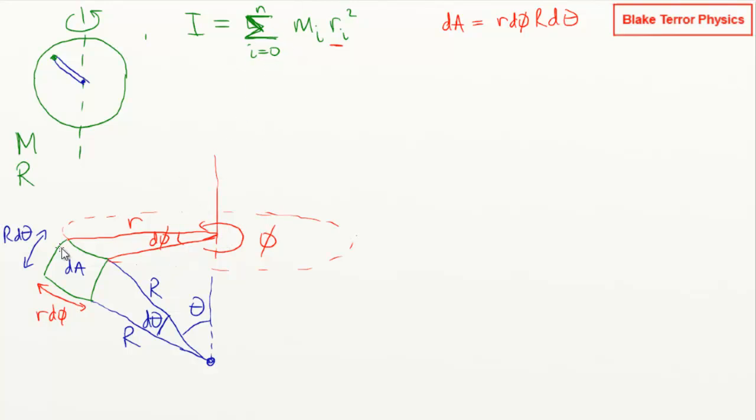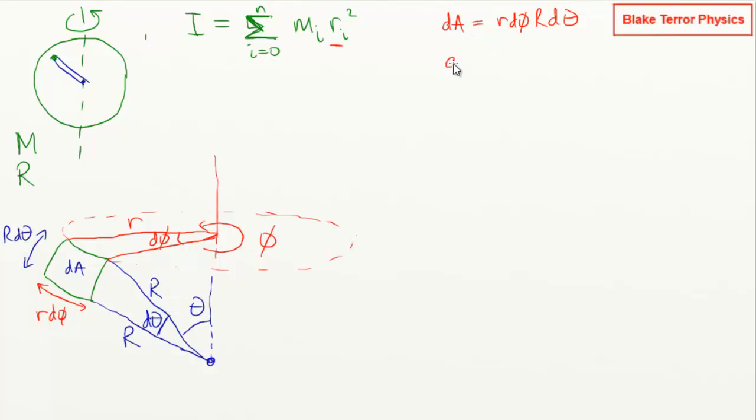Now, as we go into the limit, these curved lines, the R d theta and the r d phi, are actually curves because they're on the surface. But in the limit they go down to being the same as a little rectangle. So we can just multiply those and we don't have to worry about it being curved anymore. We can say, yeah, that's what the area is.